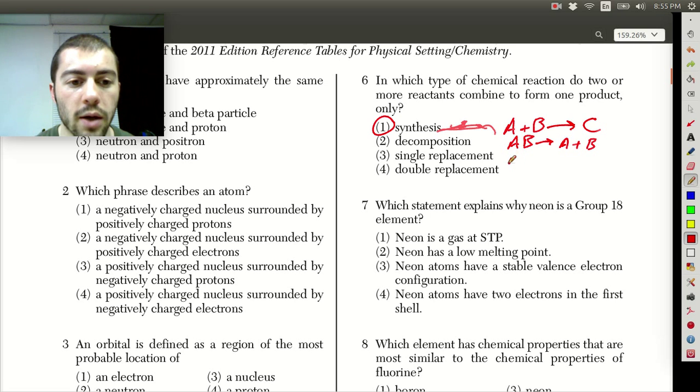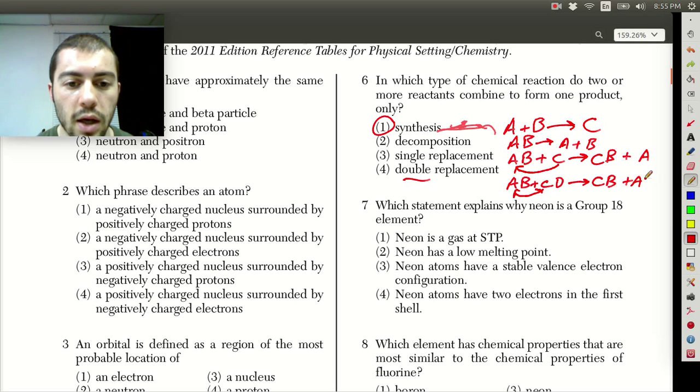Single replacement, what we had was AB plus C making. So basically, single replacement, we have one replacement, just like the name would imply. So C could come in here and replace A and become part of this compound with B, making it CB, and kind of kick off A on its own, so it'd be CB plus A. And then with double replacement, what we'd have is AB plus CD making, and double replacement, we have two switches here, so this is going to be C and A switching, and this would make CB plus AD.